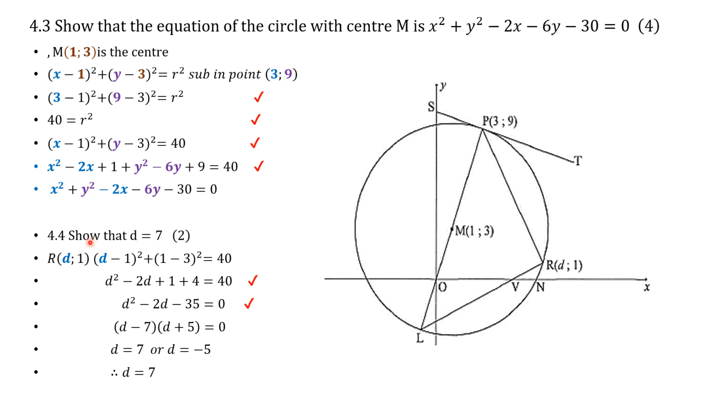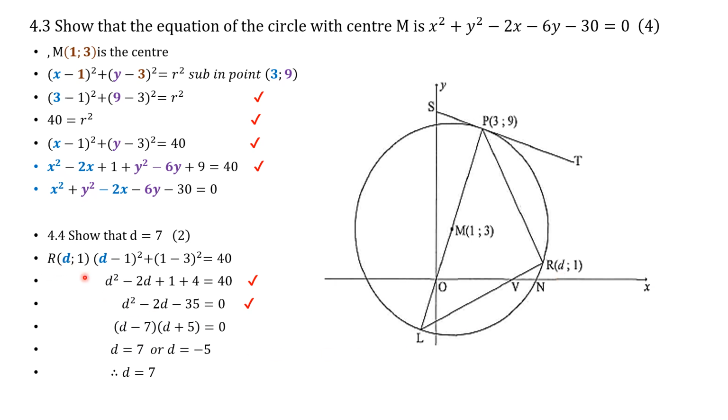Right, 4.4. So normally when we find the equation for a circle, we will always test for 1 to 2 marks for substitution into that equation. So they say show that d equals 7. So there you see R is (d, 1). R is on the circumference of the circle. So because it's on the circle, I can use the coordinates and substitute in the equation of the circle to find the value of d.